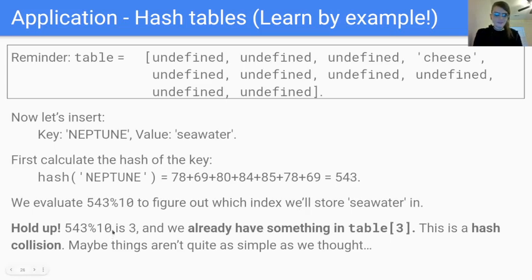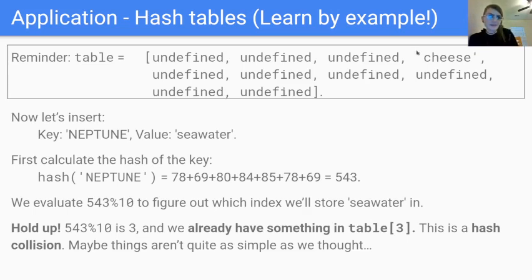But hold up. 543 mod 10 is 3, and we already have something in table 3. The moon is made of cheese, and cheese is in 3. So Neptune and moon, in fact, hash to the same value mod 10. They have different hashes, but we need to further narrow down that hash to fit in 10 slots. So we're going to have even more of a pigeonhole problem on our hands with collisions.